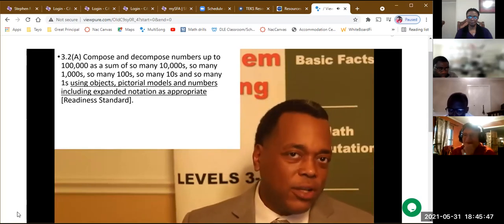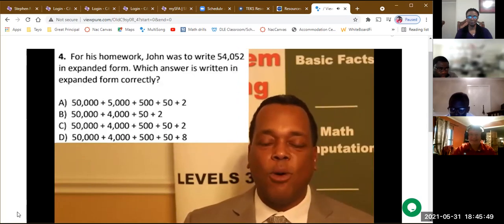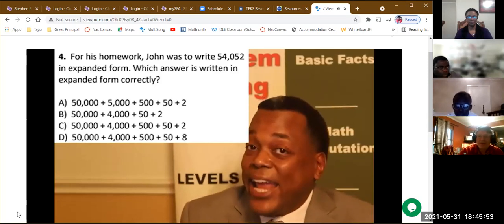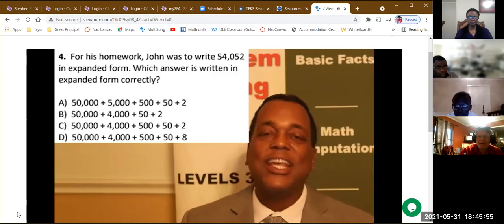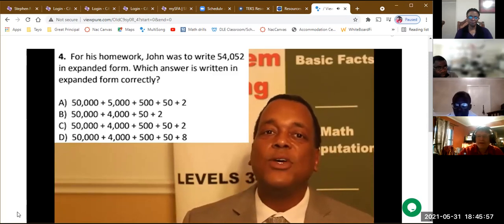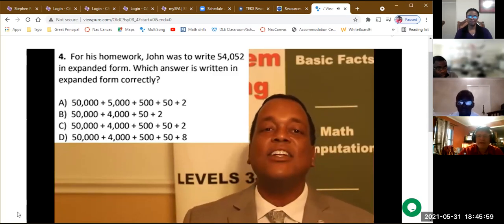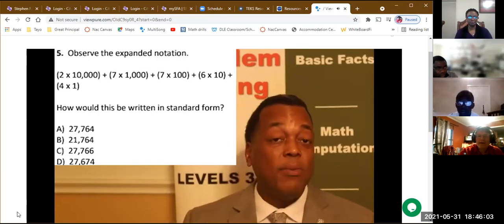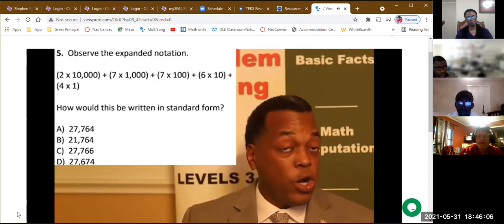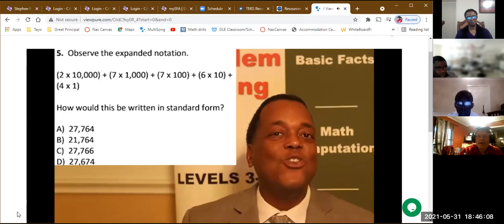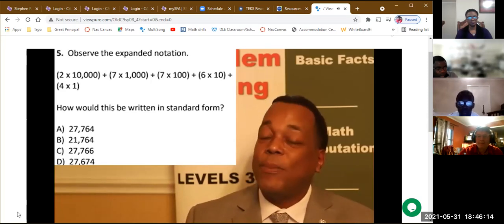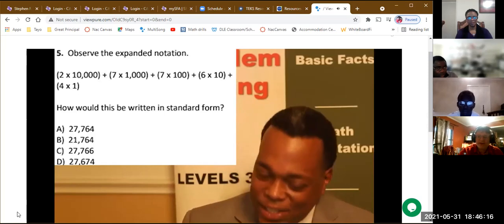The first problem that you're looking at is an expanded form problem. You see expanded form in the problem, and expanded form means adding. Do you see adding within the answers? It lets you know we're dealing with expanded form. The second problem that we're going to deal with is expanded notation. Within this problem, you see the words expanded notation, and you also see multiplication. As we just discussed, expanded notation represents multiplication. Expanded form represents what? Addition.